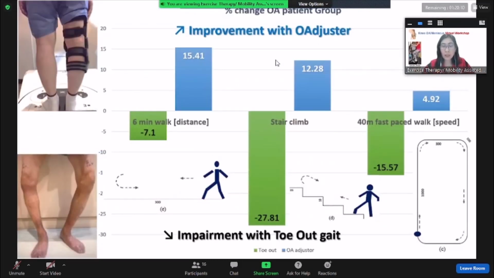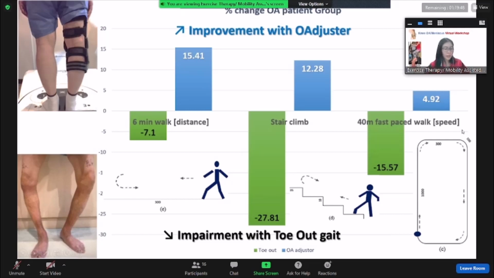And this is clearly illustrated in this graph on this slide, where the percentage of change in the OA patient group is shown. And you can see that for patients who were actually wearing the OA adjuster, there was an improvement in the distance, the stair climbing activity, and also the speed of walking.